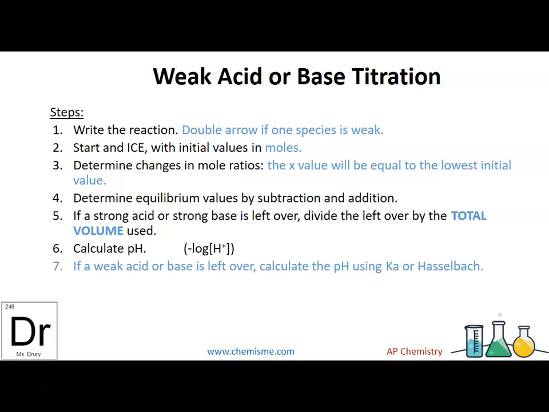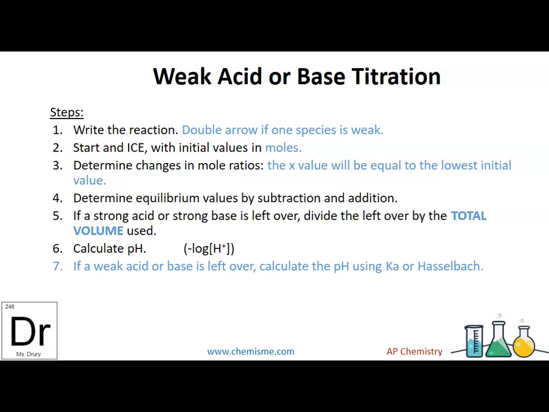Start with an ICE table with initial values in moles. We did this before because we're not working with a Ka or Kb yet. We're just working with how much is reacting. Determine the changes in the mole ratios. The change will be equal to the lowest initial value. Remember, we did that before, the limiter. And then determine the equilibrium values by subtraction and addition.